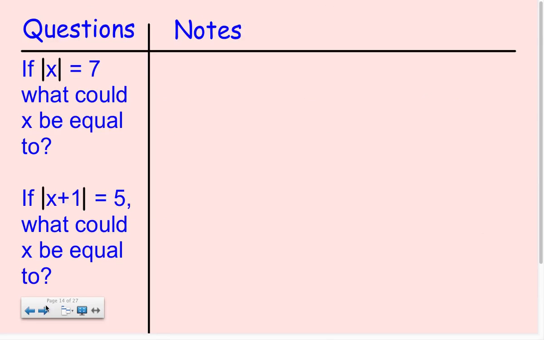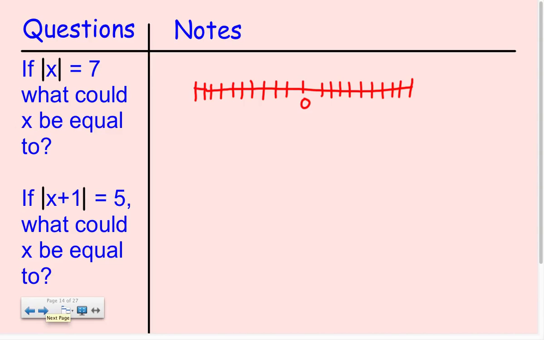All right, our first question is, if the absolute value of x equals 7, what could x be equal to? So we need to think about what is absolute value. We defined that in the first day of 2-5, and it was the distance from 0 on a number line. So if you think about a number line, if we've got 0 in the middle, and then I'll make up 1, 2, 3, 4, 5, 6, 7, 8, 9, 10, negative 1, negative 2, negative 3, negative 4, 5, 6, 7, 8, 9, 10. They are asking what numbers are 7 away from 0.